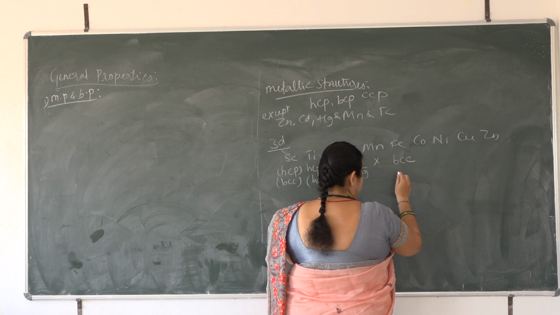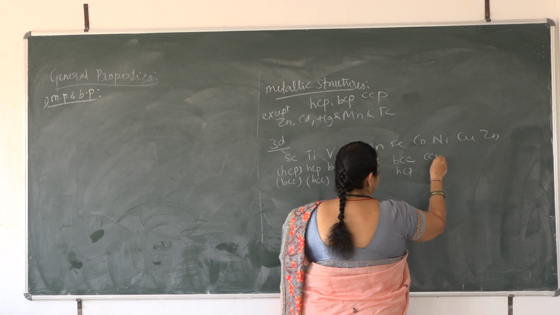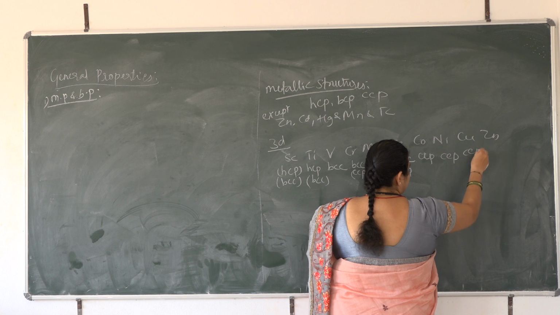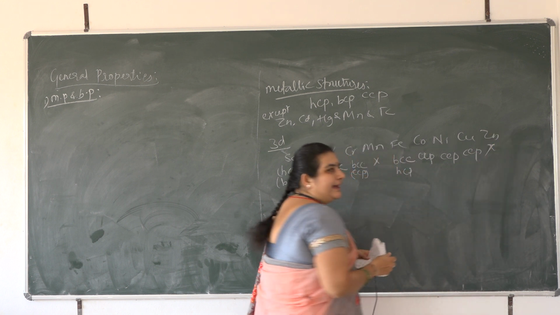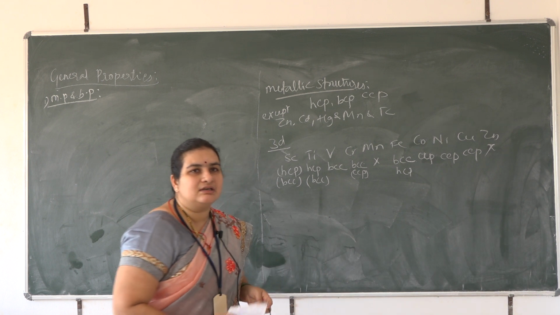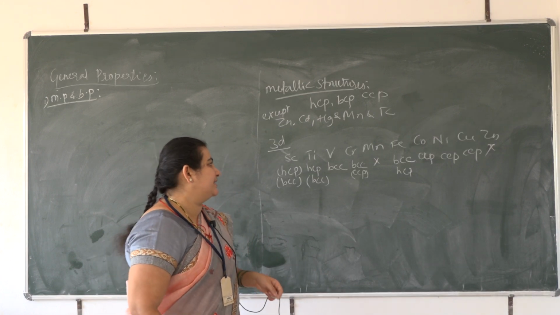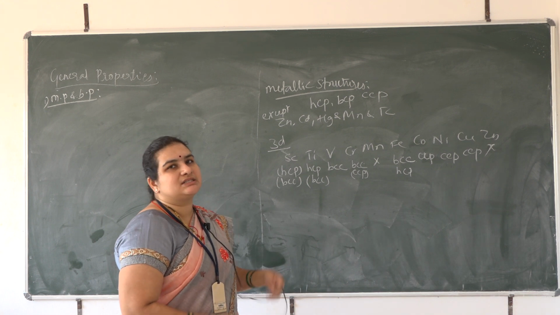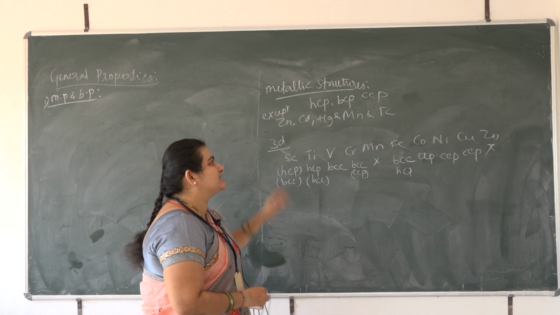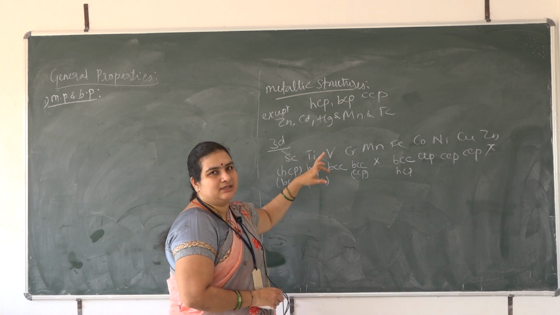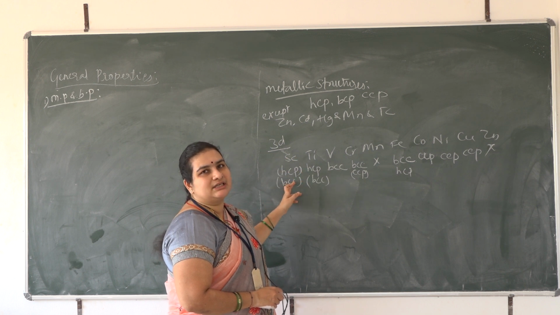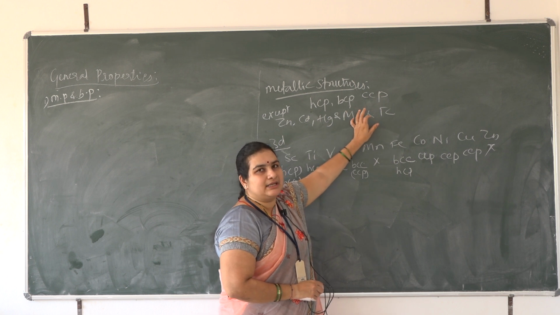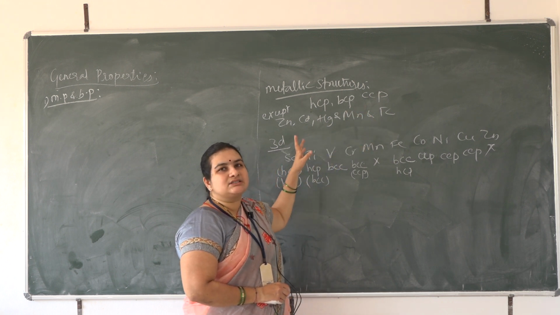Then Fe is BCC, then cobalt HCP, then CCP, then CCP, then X. So except for the examples I gave, zinc, cadmium, mercury, manganese and technetium, all the other D block elements have a typical metallic structure, either HCP, BCC or CCP. BCC means body centered, HCP means hexagonal close packing, CCP means cubic close packing. The packing, the structure is different.